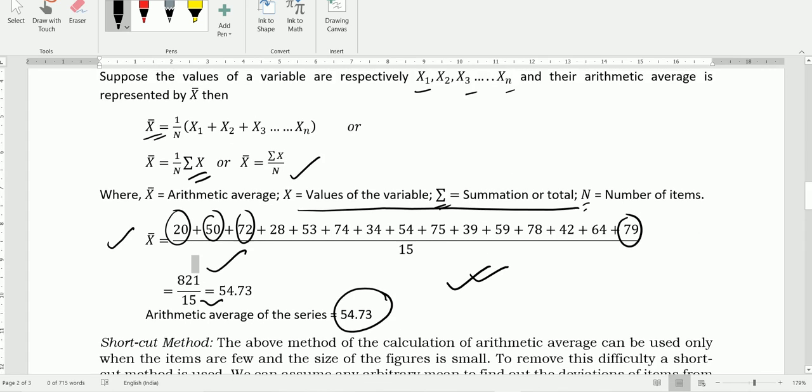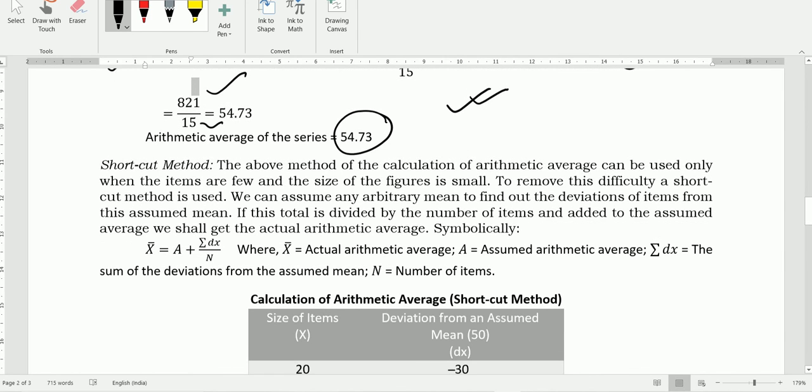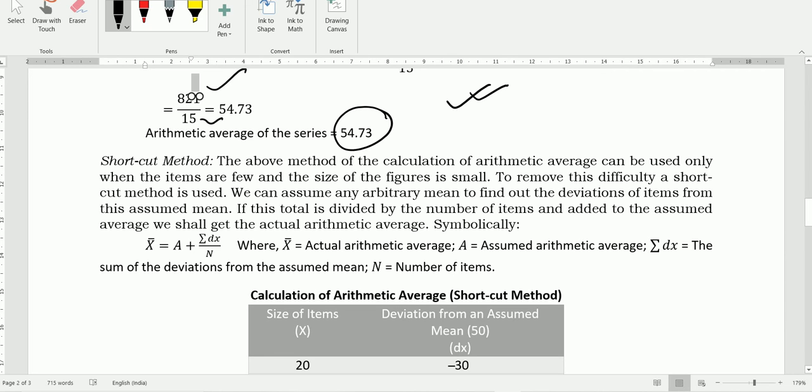And next we have the shortcut method. The first one is the direct method, and we have the shortcut method. Actually, when the size of the data is big, and the number of items in the series is many, the direct method will be very difficult. So we have to use the shortcut method. It is also given here: the above method of calculating the arithmetic average can be used only when the items are few and the size of the figures is small. When the values are small, it is okay. If the values are very big, it will be very difficult. So to remove this difficulty, the shortcut method is used.